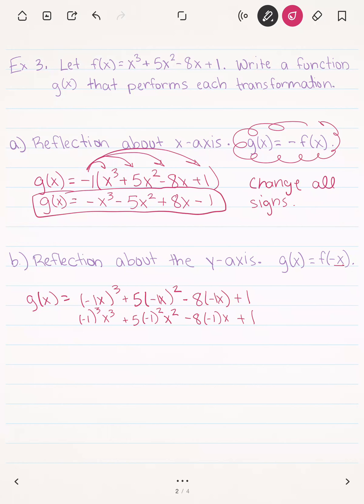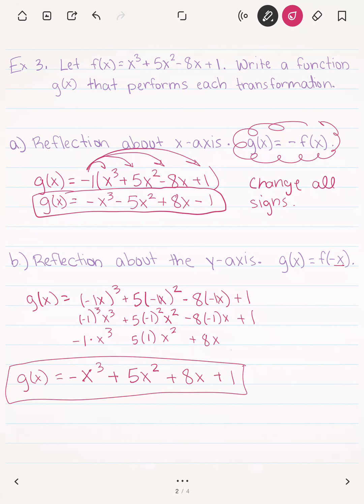Negative 1 cubed is a negative 1 times x cubed. Negative 1 times x cubed is just a negative x cubed. Here I get 5 times negative 1 squared is just a positive 1 times x squared. So 5 times 1 times x squared is just a positive 5x squared. Negative 8 times a negative 1 is a positive 8x. So I get a plus 8x, and then the plus 1 just comes on down. So I get g of x equals that.